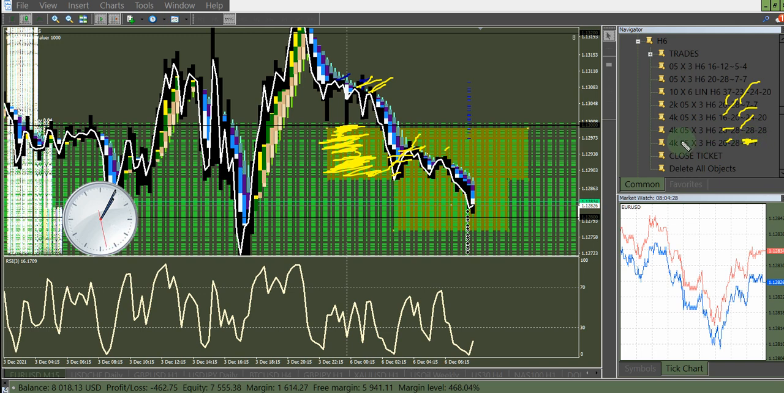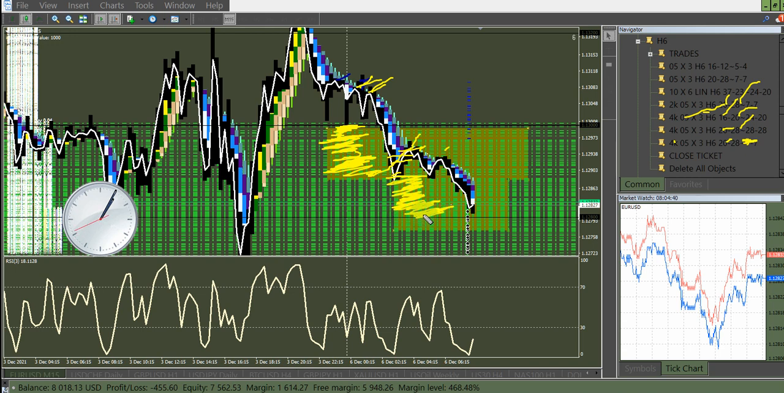That's not right. This should be 7 by 7 because it's a 4K. 3 tickets in a 5 pip range. They last for 6 hours. You're buying into this. It's all predetermined on limits that last 6 hours.